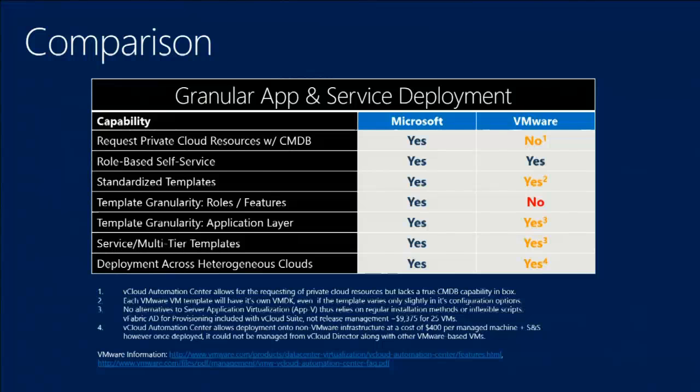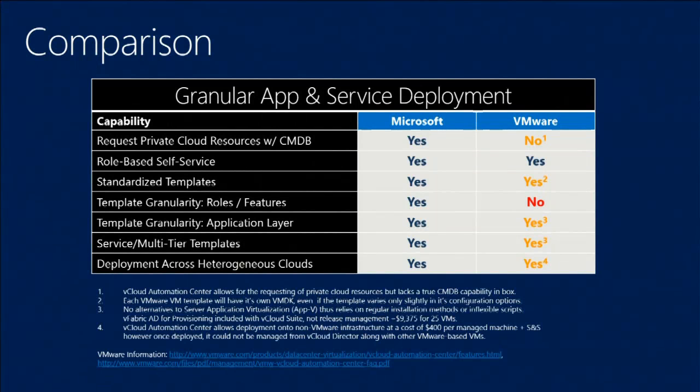So when we start to compare on that particular topic of deploying these applications and services, you'll see that we've got the ability to request private cloud resources. We've logged in as a low-privileged user into App Controller to get access to our VMs and services. We've got those standardized templates, which are very rich and granular. But we've also got the ability to deploy those roles and features at both the OS layer inside the template and the application layer, the SQL, the web deploy, and the virtual applications, so that Server App-V technology.